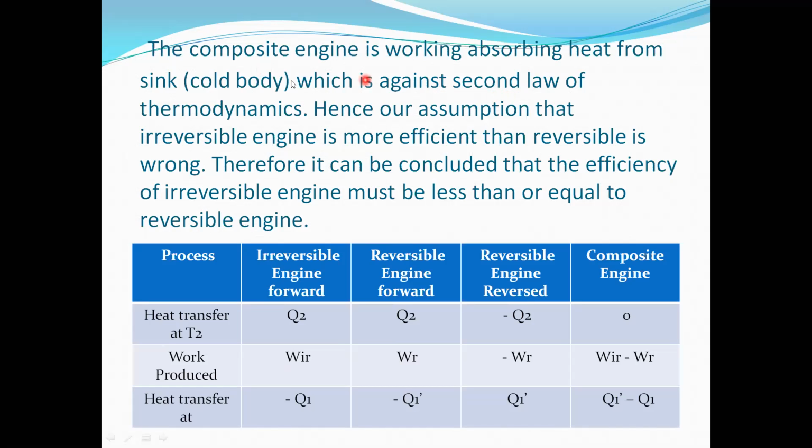by absorbing heat from the sink. Sink is a cold body, and remember that sink is always a cold body and source is always a hot body, which is against the second law of thermodynamics. Hence our assumption that irreversible engine is more efficient than reversible is wrong. Therefore it can be concluded that the efficiency of irreversible engine must be less than or equal to reversible engine. So this is the proof of the Carnot second theorem.